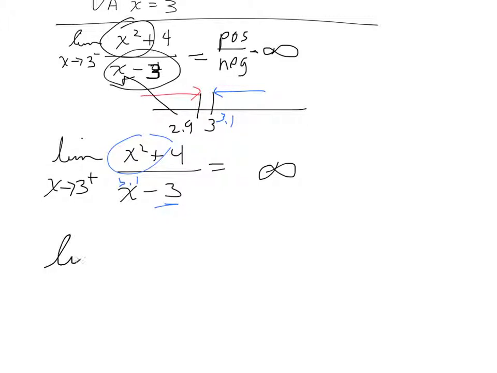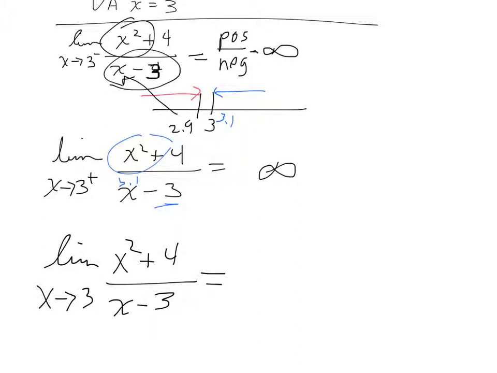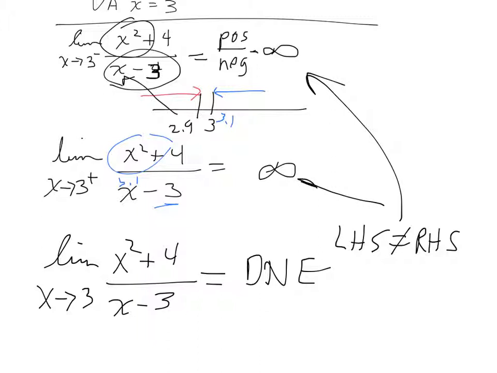So then what would the limit of x squared plus 4 over x minus 3 as x approaches 3 be? Why? Does not equal the right-hand side. On a quiz or test, I would want you to say why, and that's good enough. Meaning you would have to show what the left-hand side equals, what the right-hand side equals, and show that these two values are not equal, and thus the limit does not exist. Okay.